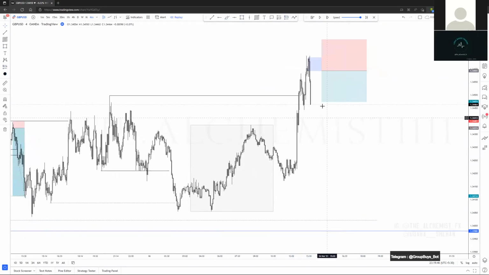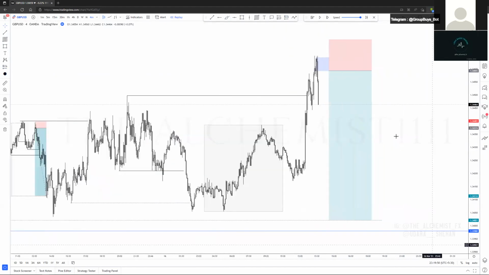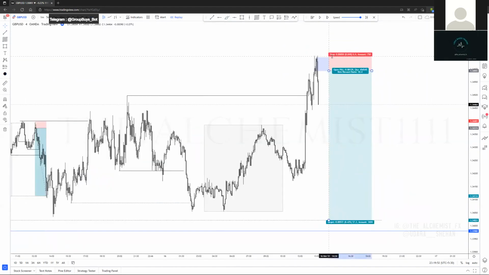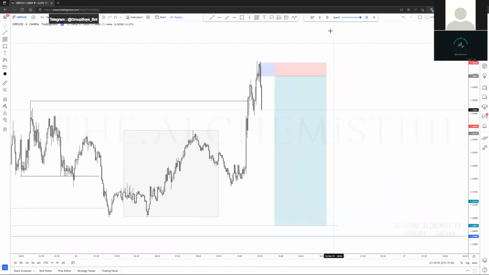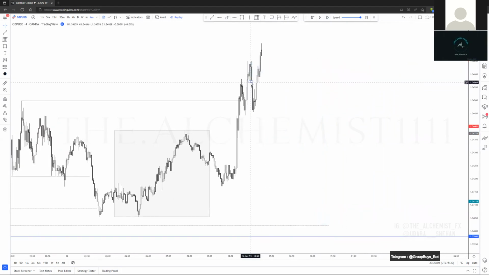Then I targeted all of this liquidity, because why? Liquidity is always our target, right? Liquidity is our target. I did something like this. Then this happened. Oh, damn. Yeah, stopped out. Can't help it. It's just a part of the game.